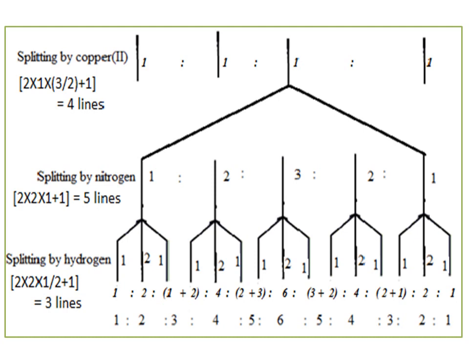For my convenience, I explain only the splitting of one line. Similarly, all the 4 lines which are split by copper undergo the same type of splitting. So, the ESR spectrum consists of 4 lines, each split into 11 lines.